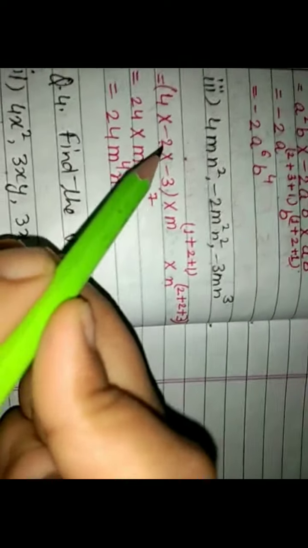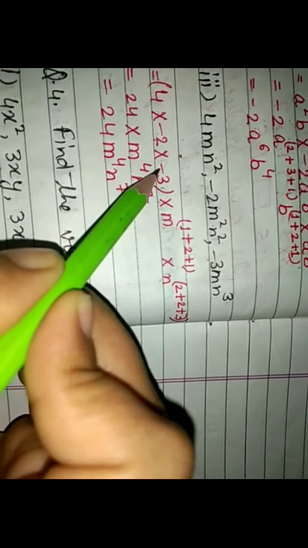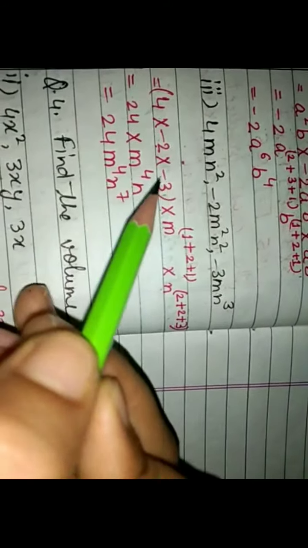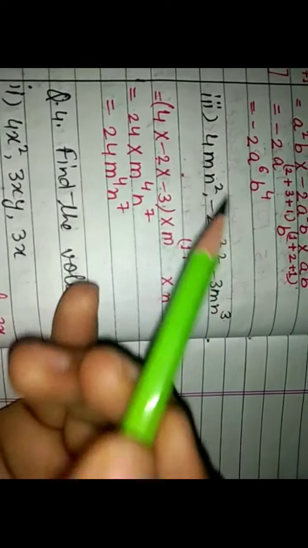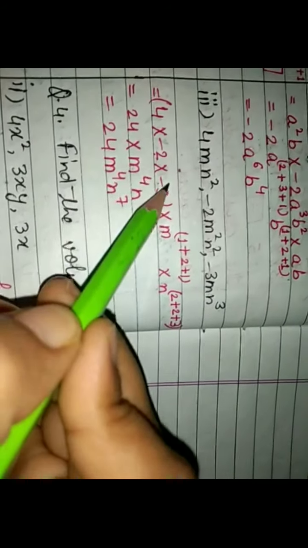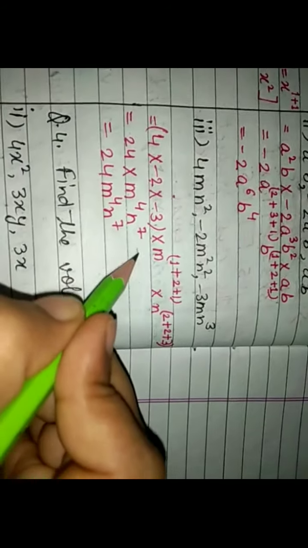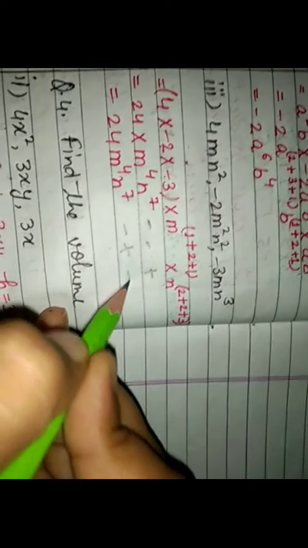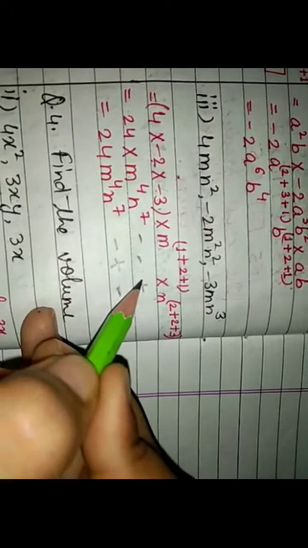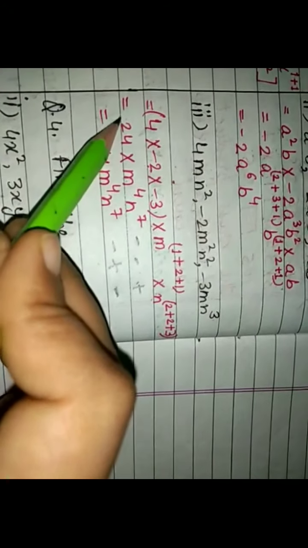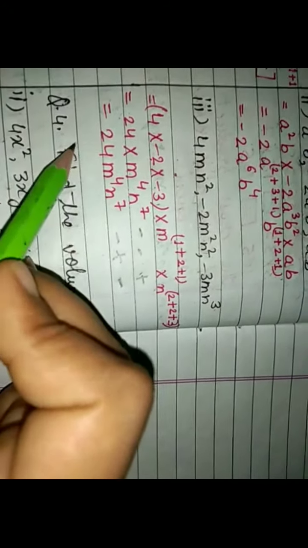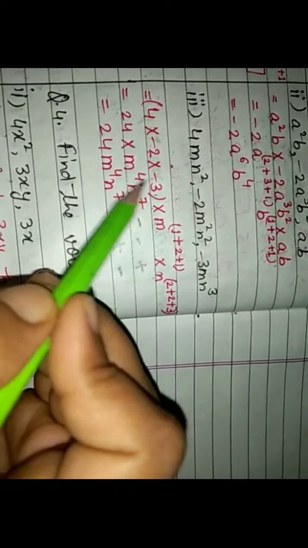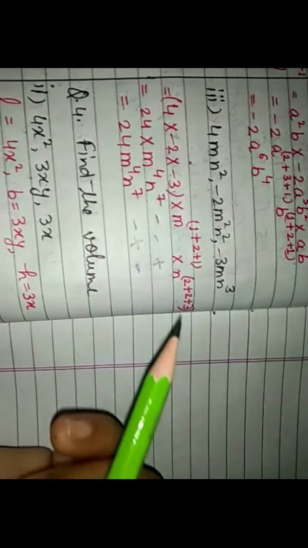But I think there is a question in your mind: where did both minus signs go? Actually, we cut this minus sign with this sign. You know about that? Minus minus becomes plus, and minus plus becomes minus. So minus minus becomes plus. You can see that in the answer: 24 m to the power 4 n to the power 7.